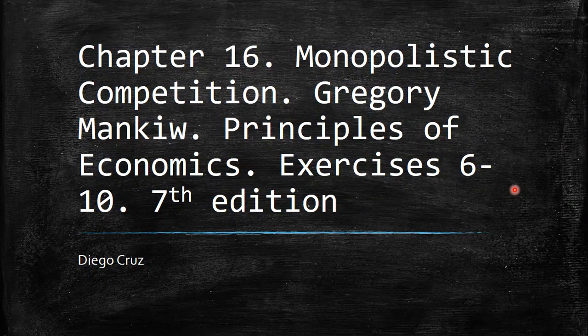We're going to work in chapter 16. We're going to work from exercises 6 to 10 of the chapter Monopolistic Competition. This is a book of Gregory Mankiw, Principles of Economics, 7th edition.